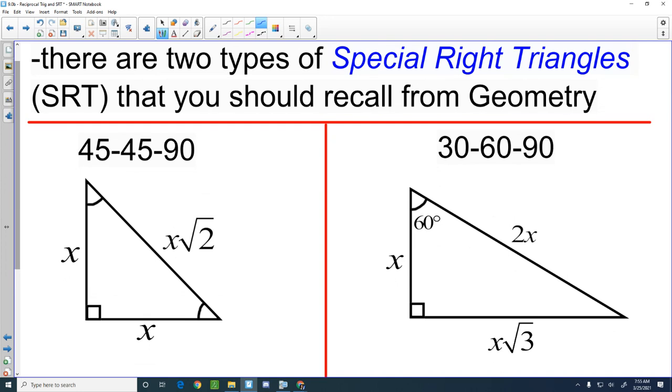A 45, 45, 90 and a 30, 60, 90. Why are they named those? Why are they called those random numbers? Those are the three angles inside the triangle. 45, 45, 90 versus a 30, 60, 90. And based on those triangles, we have these different relationships for the side lengths. Meaning if I know one side of either of those two types of triangles, I can easily identify the other side lengths by basically taking a shortcut.